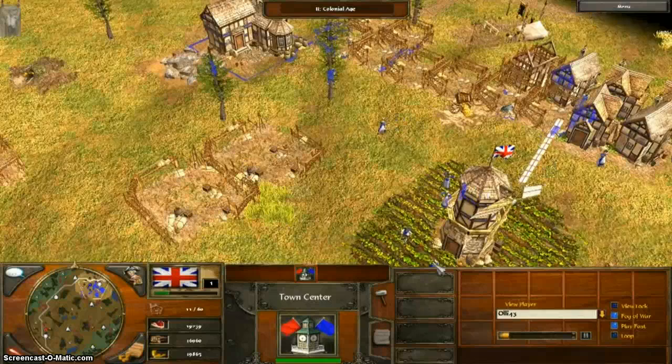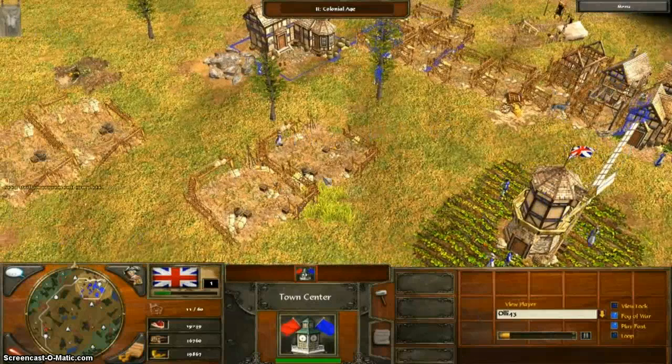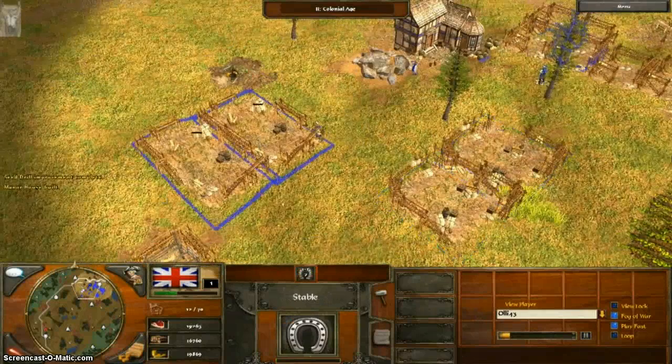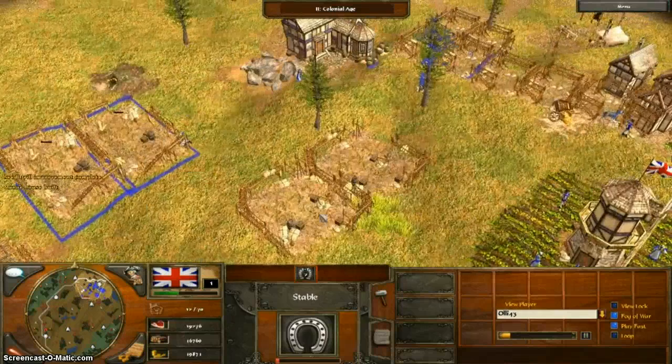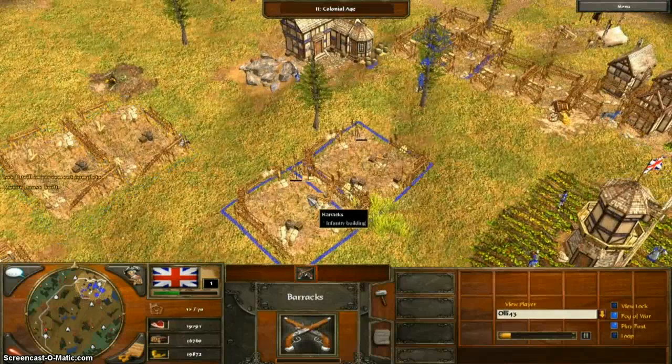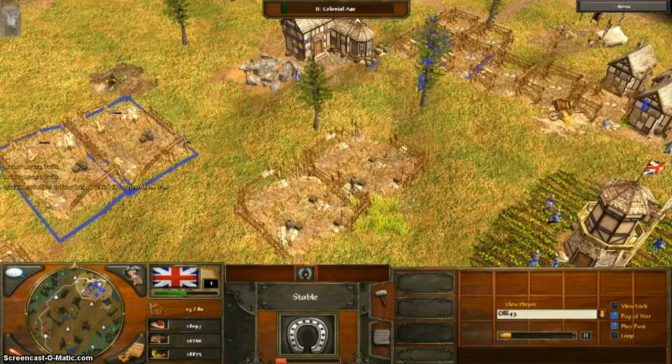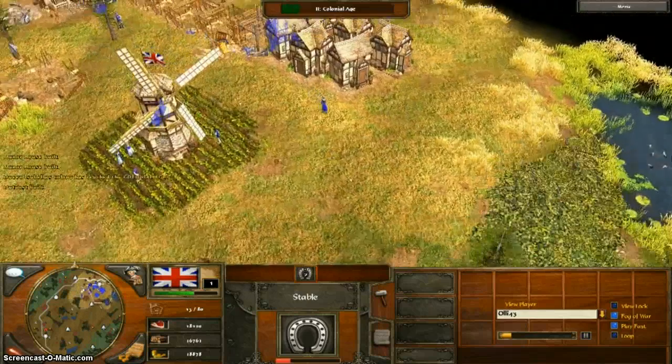I've just got into the second stage. As you can see here, I'm building 2 barracks and 2 stables. Now, a barracks is an infantry training facility, and stables is a cavalry training facility.